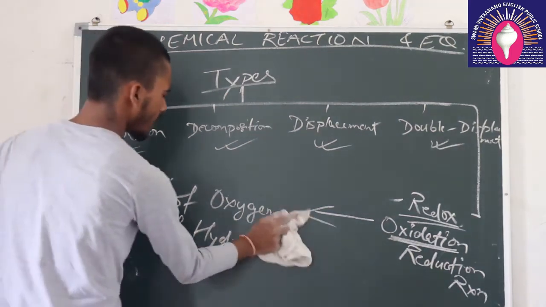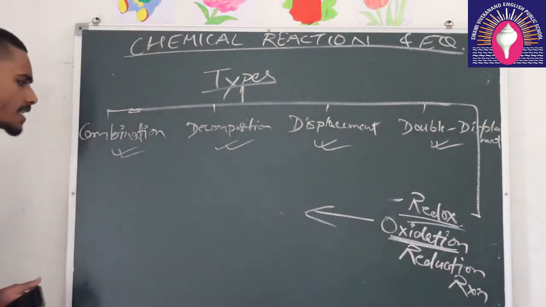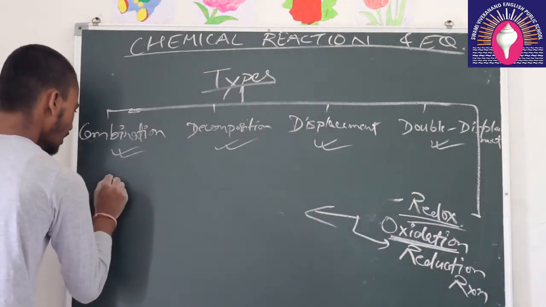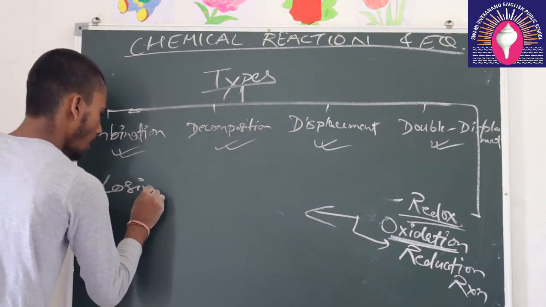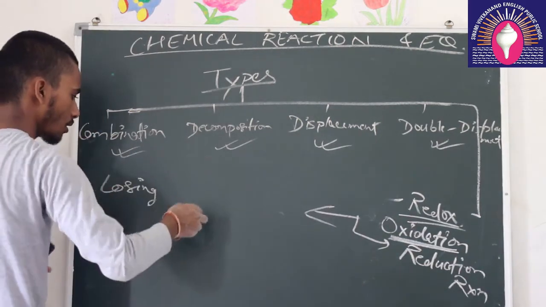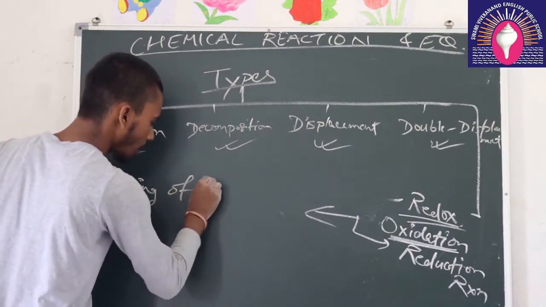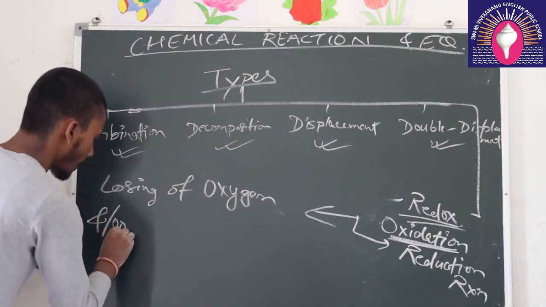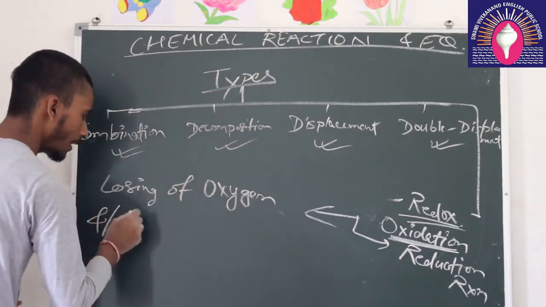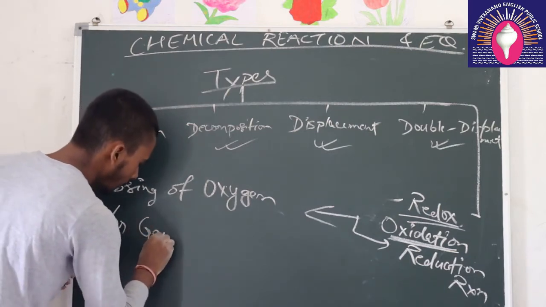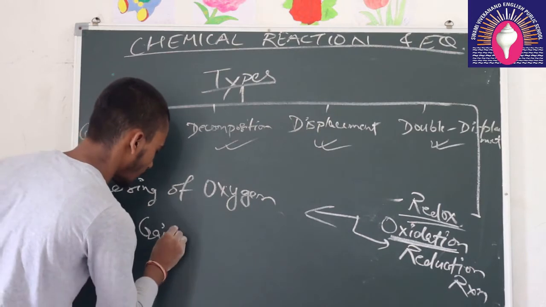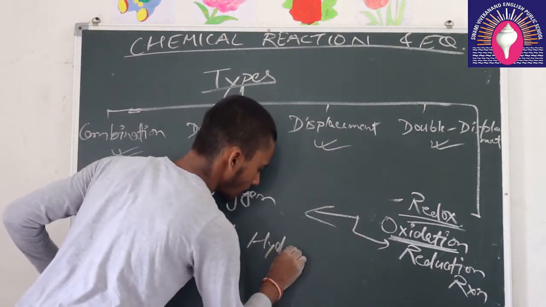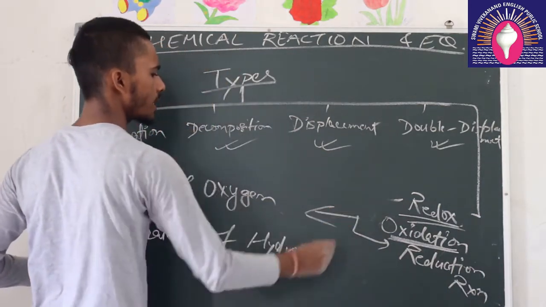Coming to reduction reaction, reduction is directly opposite of oxidation. Reduction is the losing of oxygen and or gaining of hydrogen. The compound is being reduced from oxygen. Reduction is directly opposite to oxidation.